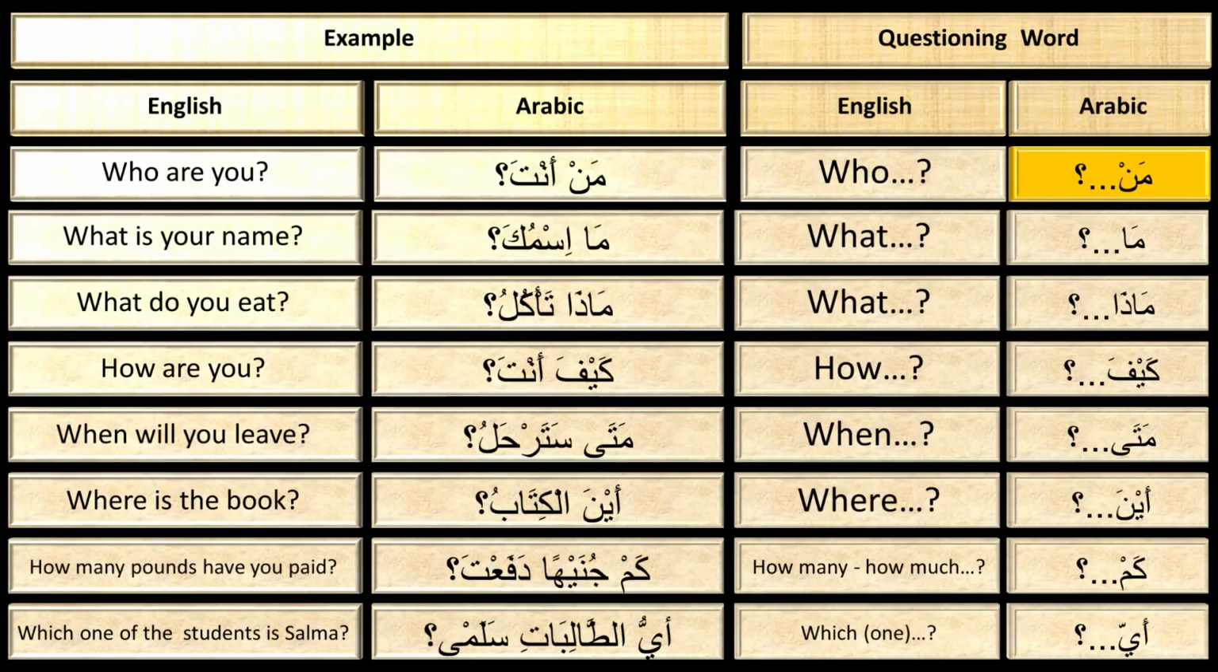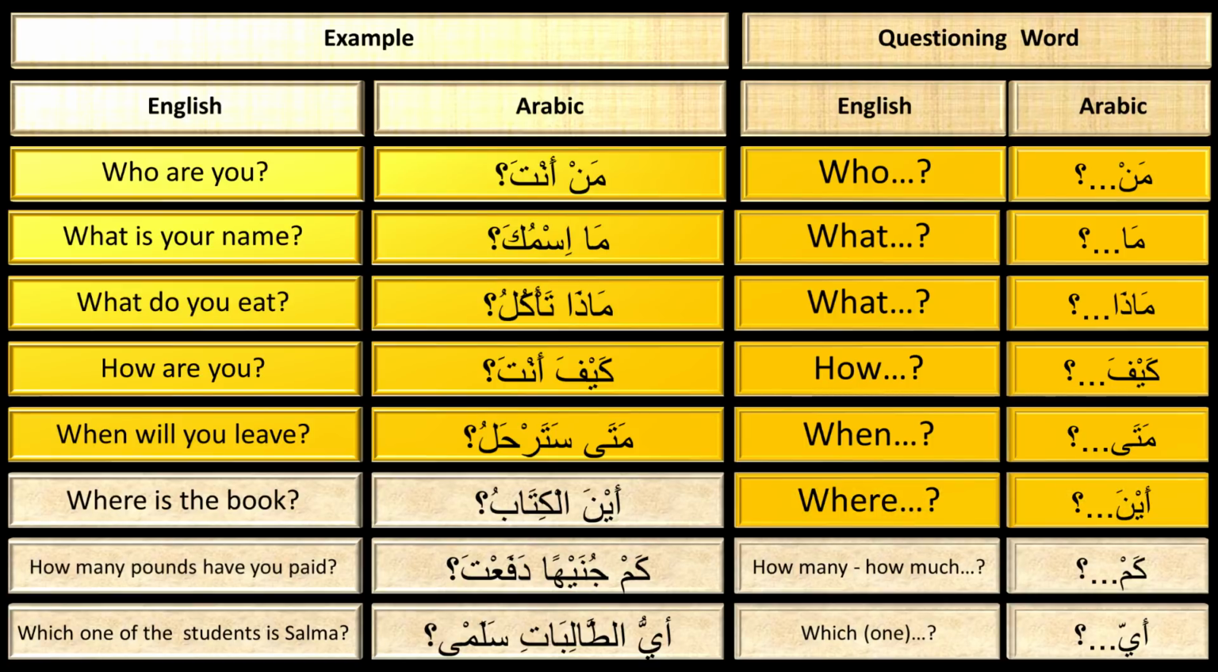Welcome back. Now let's summarize the questioning words we have learned so far with examples. من. Who. من أنت؟ Who are you? ما. What. ما اسمك؟ What's your name? ماذا؟ What. ماذا تأكل؟ What do you eat? كيف؟ How? كيف أنت؟ How are you? متى؟ When? متى سترحل؟ When will you leave?